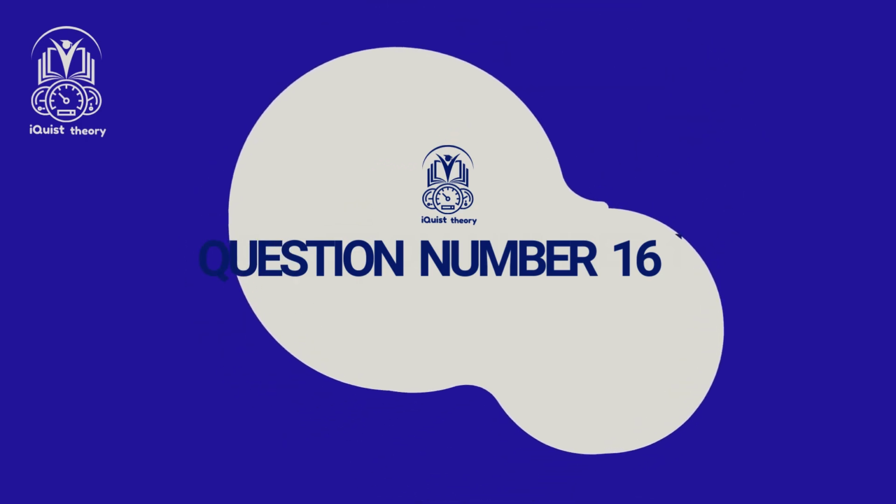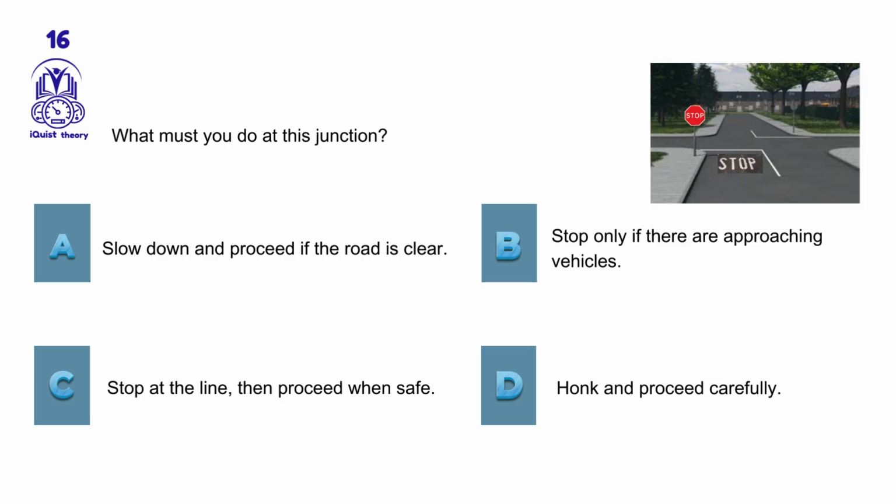Question 16. What must you do at this junction? A. Slow down and proceed if the road is clear. B. Stop only if there are approaching vehicles. C. Stop at the line, then proceed when safe. D. Honk and proceed carefully.